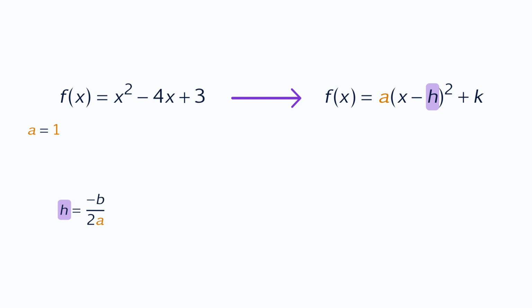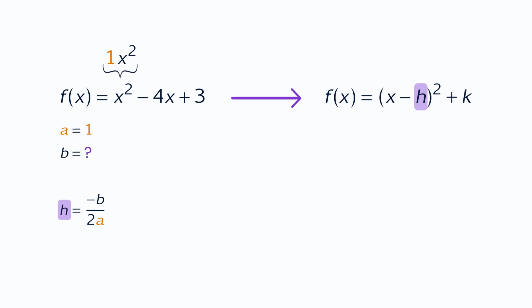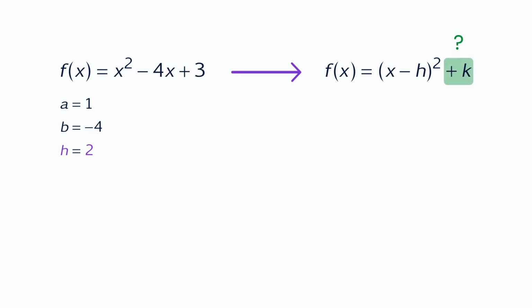Now, find a and b. Here, a = 1 because x² is the same as 1x². b = −4. Inserting these two values in the formula gives you −(−4)/(2 × 1). This is equal to 2. So, h = 2.